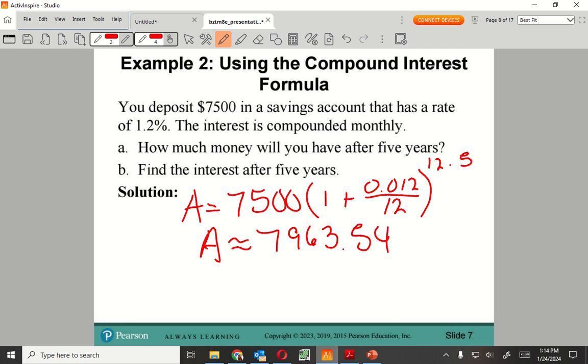For part B, how would I find the interest only? Subtract the 7,500 from the future value. Very good. My principal from my future value. So I go my future value minus my principal, which is going to give me 463.54. 463.54.